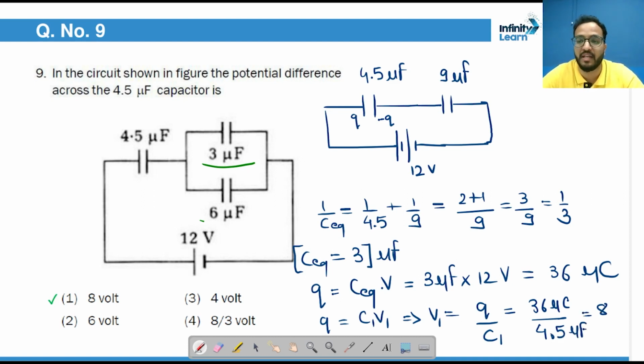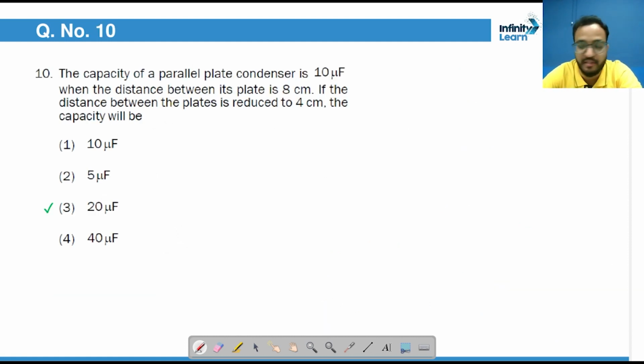Microfarad. So the answer will be 8 volts. Either you can go with this normal method, otherwise you can use the concept of taking ratios. I have told you both the methods. Whichever you feel like, you can go for that method. So this is the absolutely conventional method, step by step.